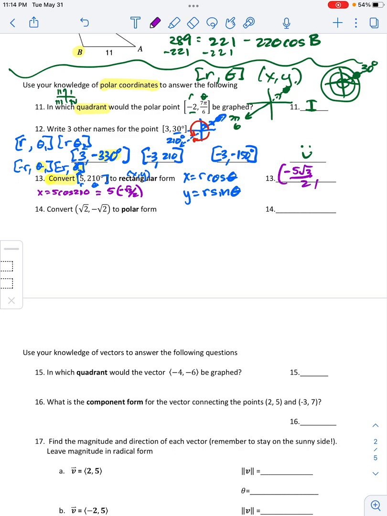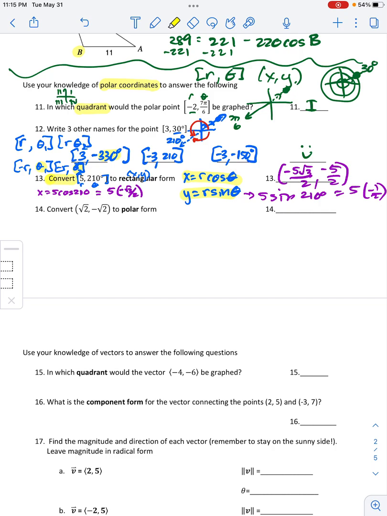And then to find my y, I'll be doing this the same, except I'll take 5 times the sine at 210. So the sine at 210 is going to be negative 1/2. So that would mean 5 times that is going to be negative 5 over 2. So that's my conversion. So this is something that I need to know and for sure would put onto my sheet.